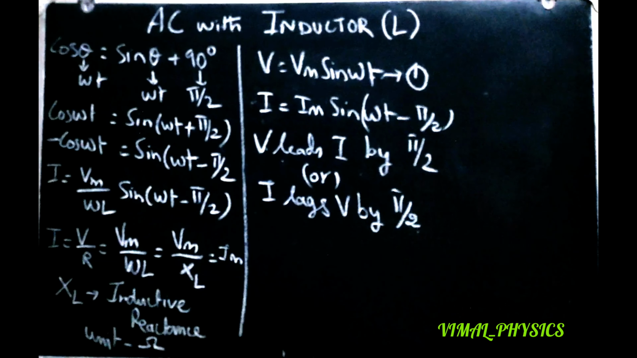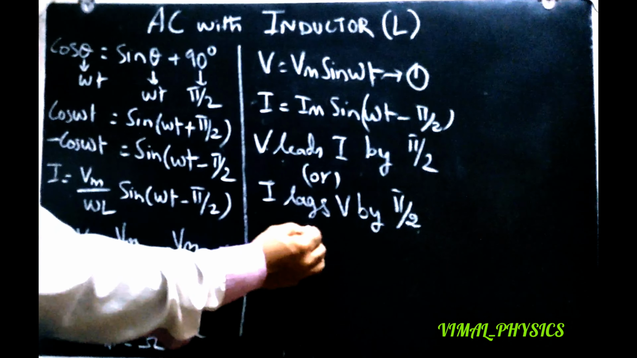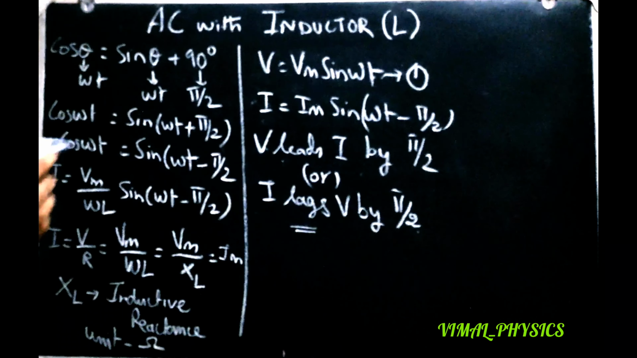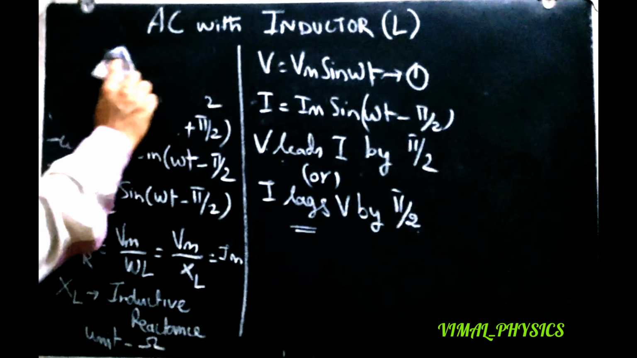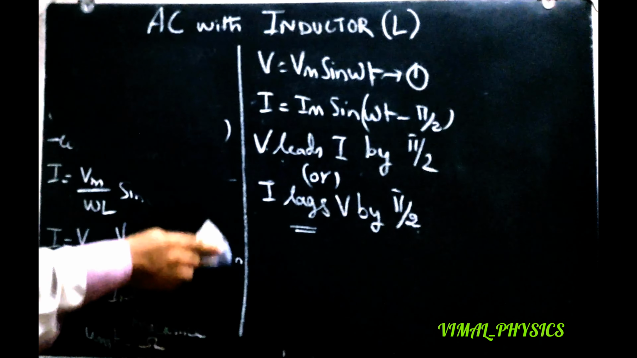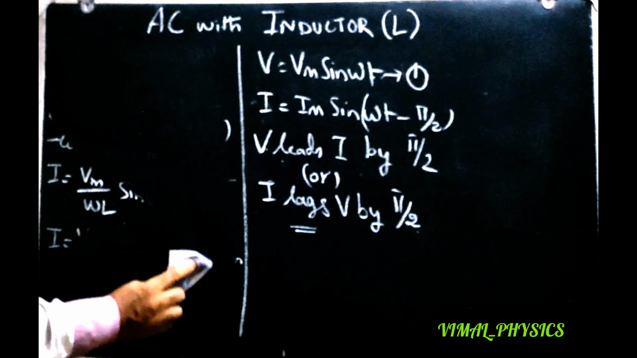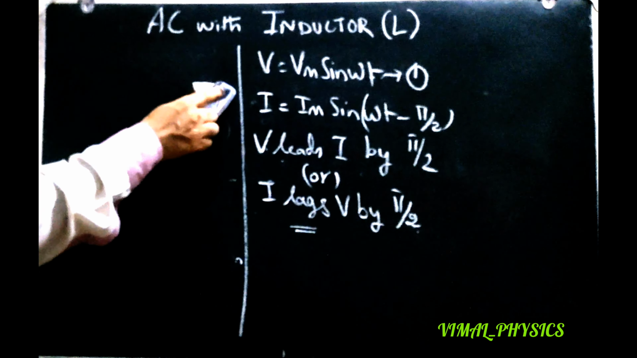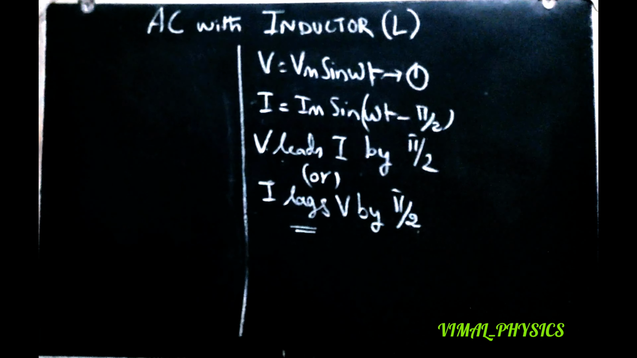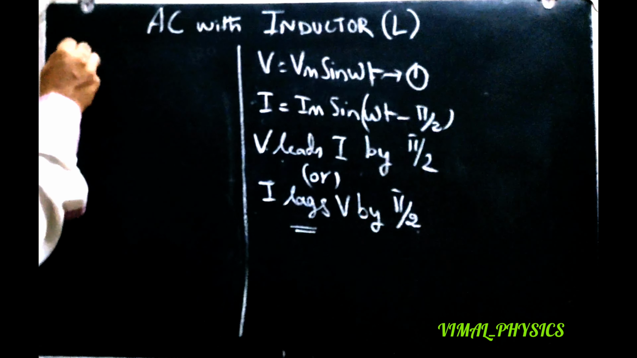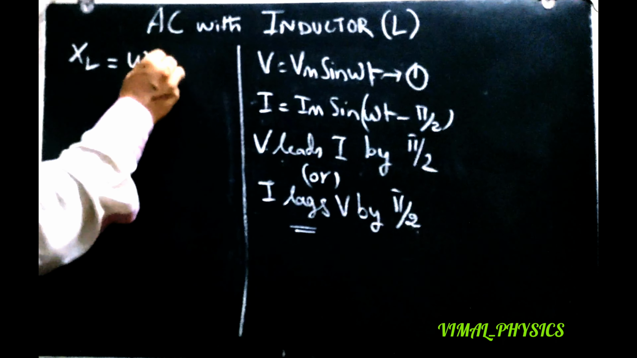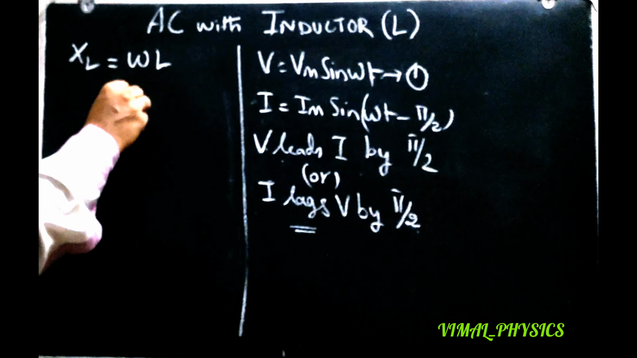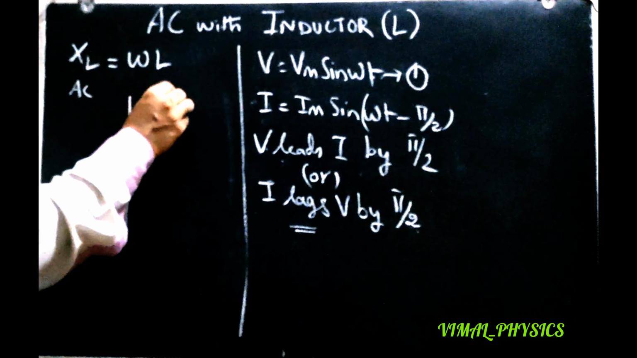So from this expression we can conclude that voltage leads current by pi by 2. Now we are going to draw the phasor diagram, which is important. Whenever you are drawing the phasor, you should be careful because it is nothing but the vector notation. So I am going to separate AC and DC.